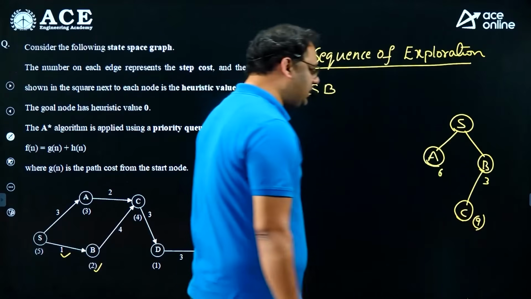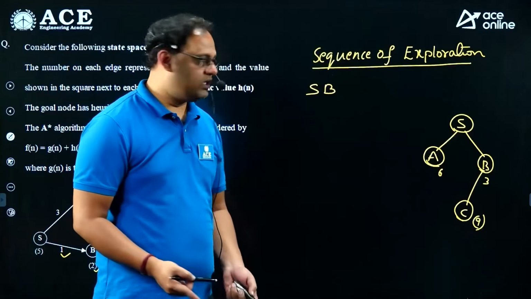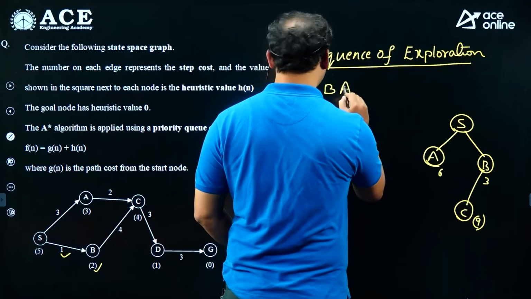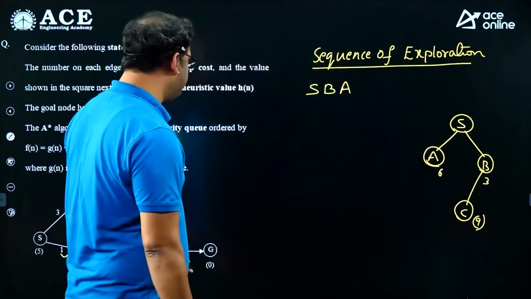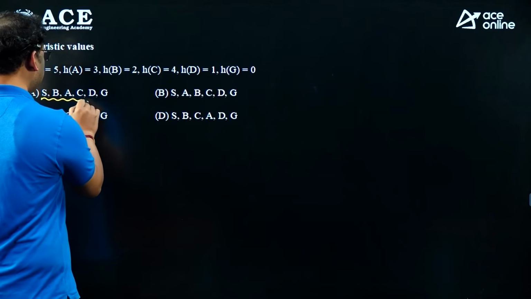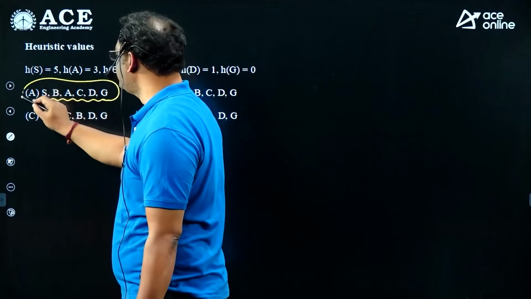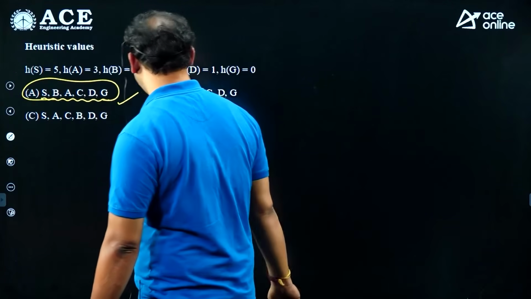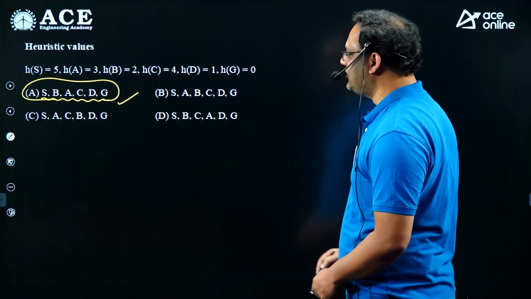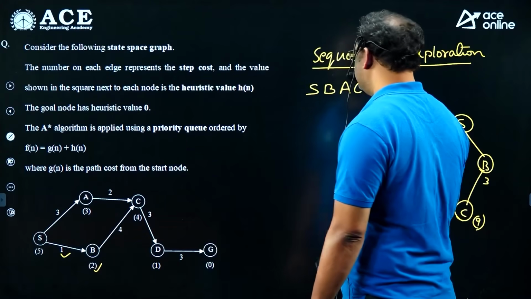So in the open list, we have A and C. Hence, we are going to explore node A, which has the minimum F score. So we get SBA. If you go to the options, with SBA in this sequence, only option A is available. So we can break it simply, you can proceed in this way, and you can confirm the answer is option A. The sequence of exploration is SBA, C, D, G like this.